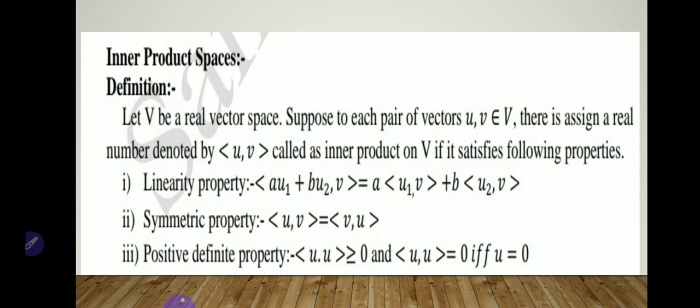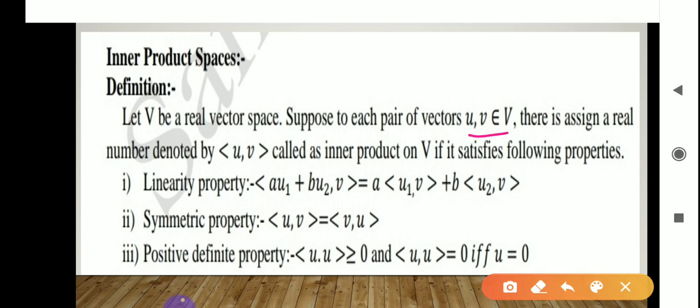Suppose to each pair of vectors u, v belonging to V, there is assigned a real number denoted by the inner product of u, v, called an inner product on V, if it satisfies the following three properties.